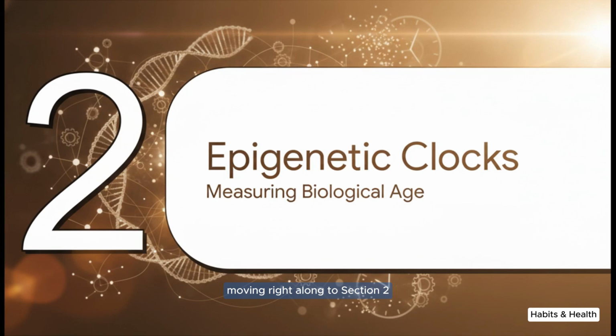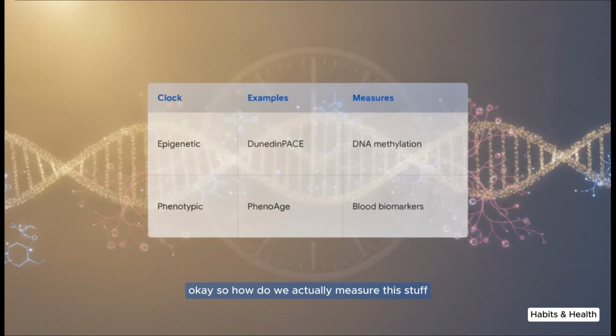Moving right along to Section 2, decoding epigenetic clocks. Okay, so how do we actually measure this stuff? There are two main ways scientists quantify aging. They either analyze your DNA's chemical tags, or they check your circulating blood biomarkers. First, you have epigenetic clocks, like Dunedin pace and Grim age. These look directly at that DNA methylation we just talked about. They offer incredibly high precision for measuring your exact pace of aging, but they can be pretty expensive.